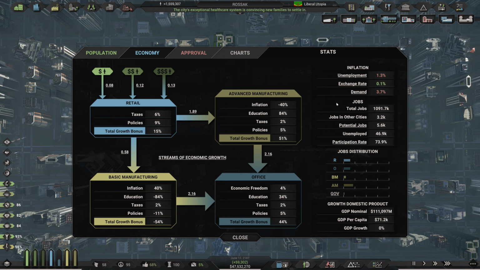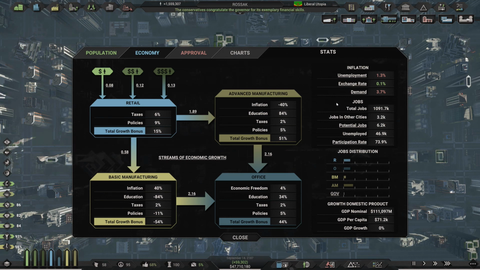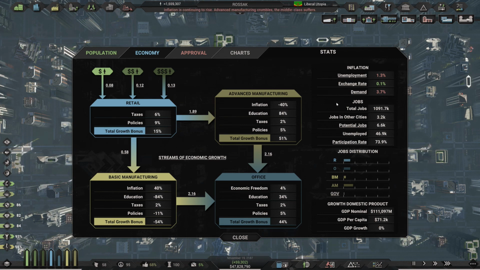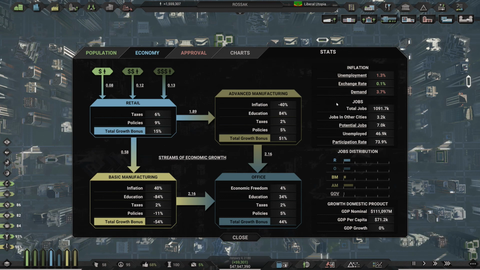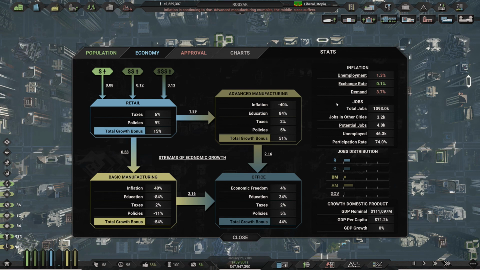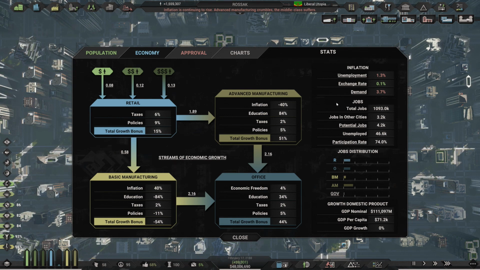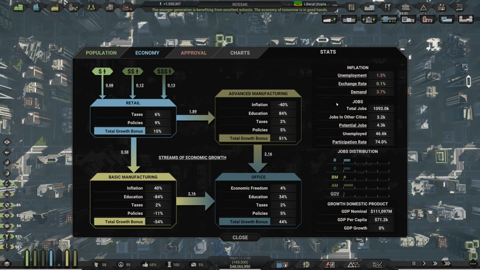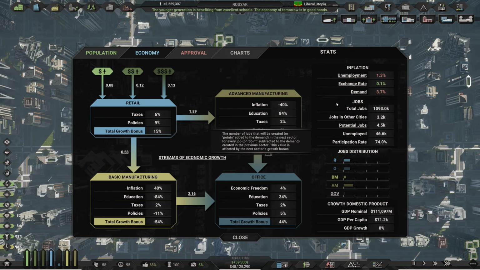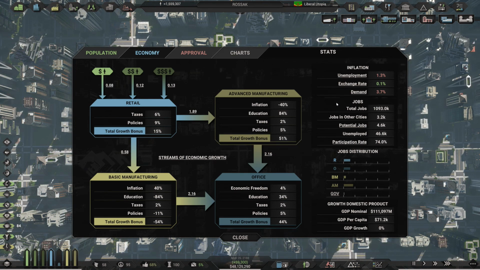Okay. And here for office: economic freedom 4%, education 34%, that's interesting. Taxes 2%, policies 5%, so your total growth bonus is 44%. Advanced manufacturing has a total growth bonus of 51%, and basic manufacturing has a total growth bonus of minus 54%. But that's okay. There are little help tips that run across the screen when you're loading up the cities, and they talk about a lot of this stuff, but to see the demand laid out in such a coherent, intelligent manner, wow, this is just great.